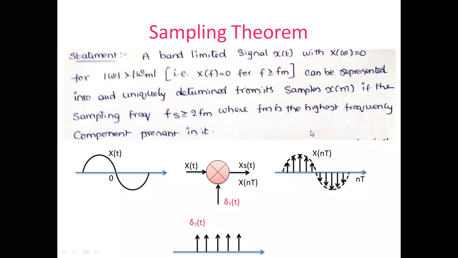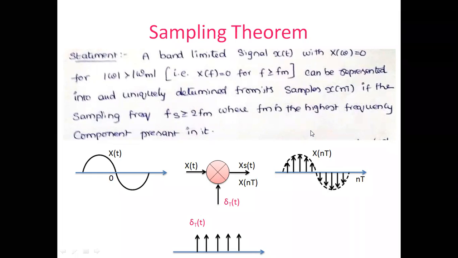Okay, so band limited signal, you can take any band limited signal. The band of frequencies has been limited to a certain band of frequencies. So you take any band limited signal x of t with x of omega equal to 0. That means the Fourier transform of that function is equal to 0 for omega greater than omega m. That can be represented and uniquely determined from its samples x of n if the sampling frequency fs is greater than 2 fm, where fm is the highest frequency component present in it.